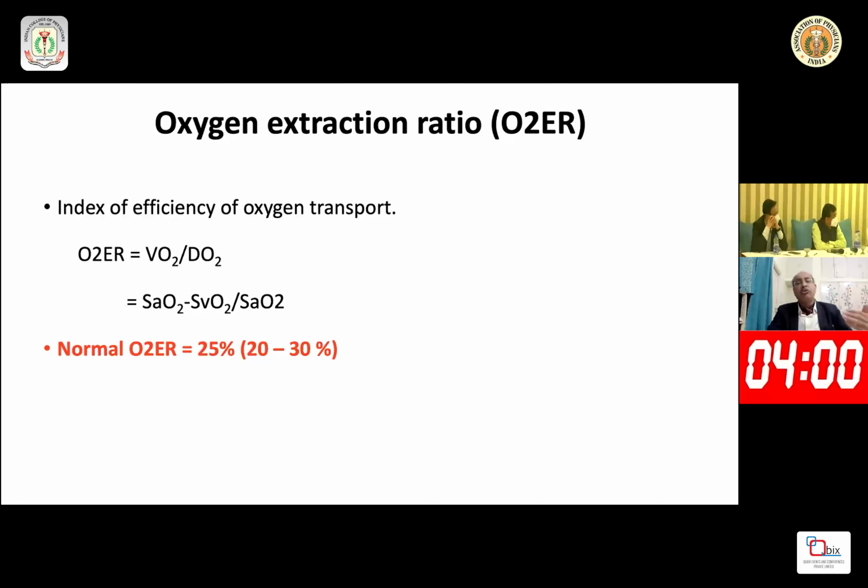Another one people have tried to use from here is how much oxygen extraction is there. Classically you tend to see that when delivery is less, the tissue tries to extract more. Here, it is the oxygen consumption divided by the delivery of oxygen. Now the consumption again will depend upon it. To simplify, we calculate the arterial oxygen saturation minus the mixed venous oxygen saturation, and you divide it by the arterial saturation which we have monitored. And if you have a central line, you can always calculate it, and on average the normal extraction ratio is 20 to 30%.